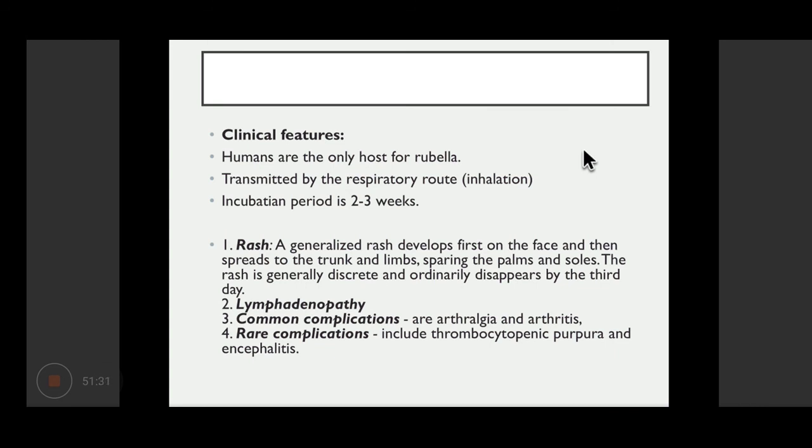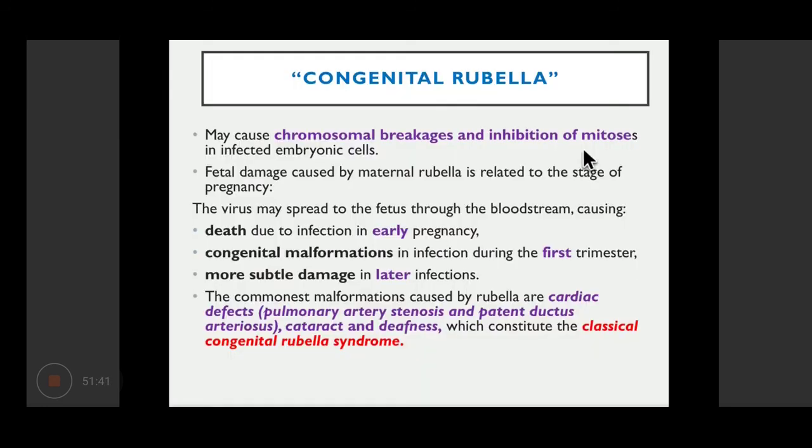Sometimes lymphadenopathy can develop, and rare complications like arthralgia or purpura or encephalitis can be there, but they are rarer complications. Again, like I told you, this disease is important only because it can cause congenital disease, teratogenic effects, and this is known as congenital rubella. So this virus can result in chromosomal breakages and inhibition of mitosis in the infected embryonic stage.